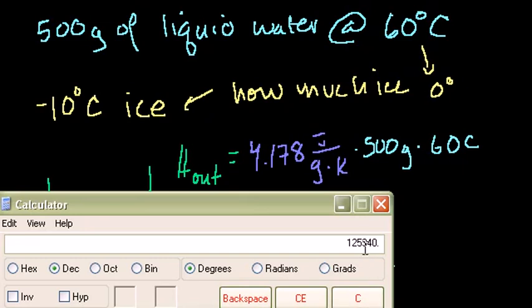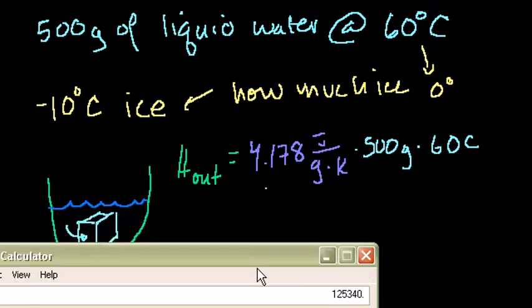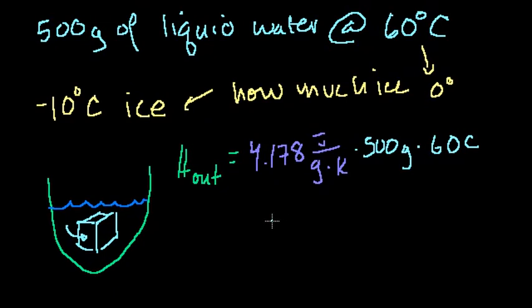So let's see what this is. This is 4.178 times 500 times 60, a change of 60 degrees. I could write a change of 60 degrees Kelvin or a change of 60 degrees Celsius. It doesn't matter. The actual difference is the same whether we're doing it in Kelvin or Celsius. And that's 125,340 joules. So this is the amount of heat that you have to take out of 60-degree water in order to get it down to 0 degrees.